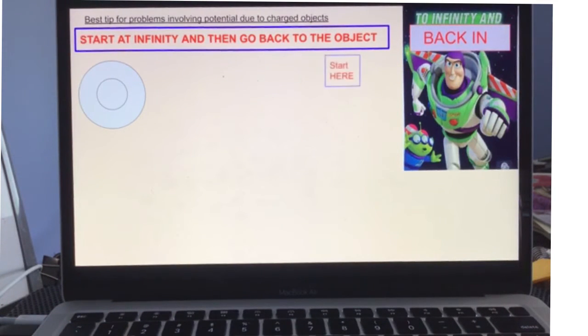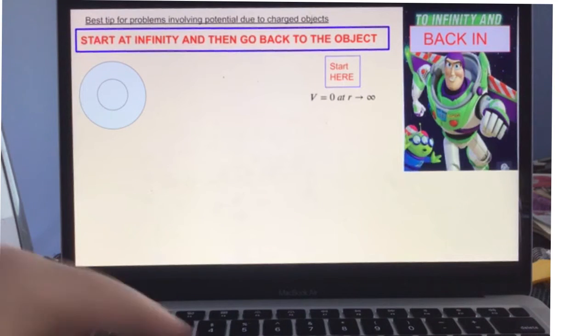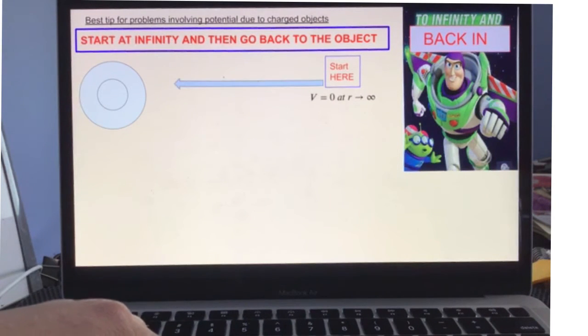So this is how it's going to go. You start here, out at infinity, because the glorious thing out there is that the potential is 0. It's defined that way, and so that will be very useful for us. So you start there, and then you go back in. And you say, okay, well, what's the potential at the surface? So we're at little r equals big R, where big R is this radius right here.